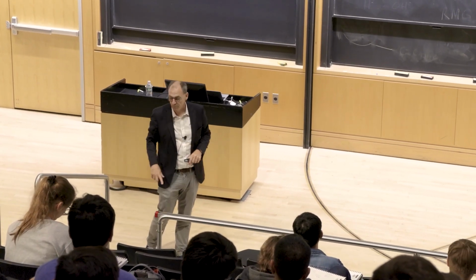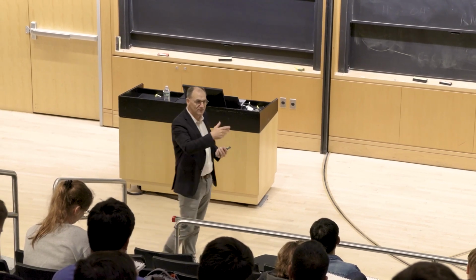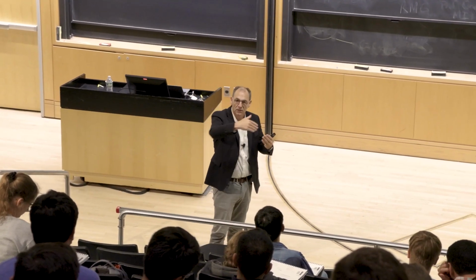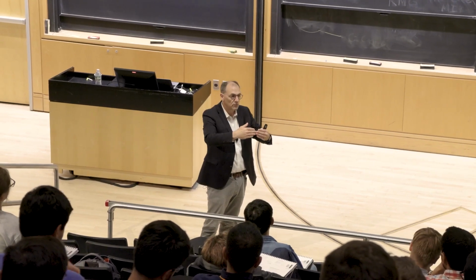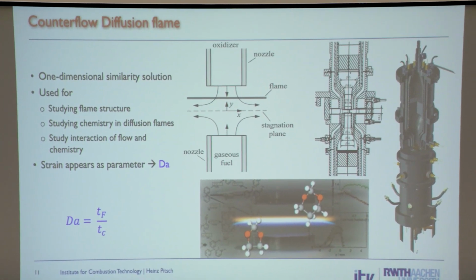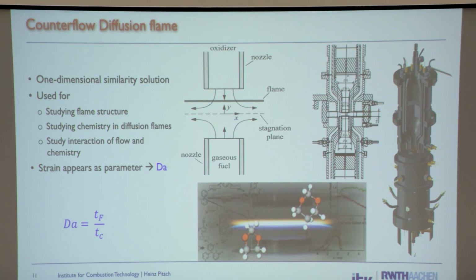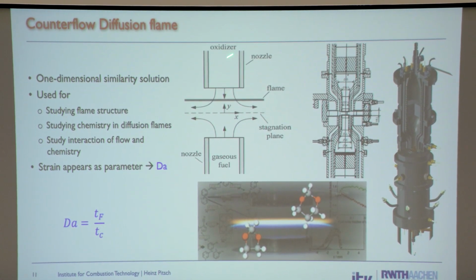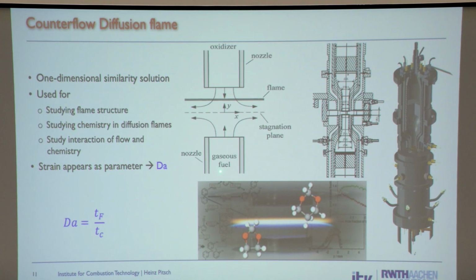We said that's 1D. Now for non-premixed flames, that doesn't work because you need two streams. You need the oxygen and you need the fuel stream. So the easiest experiment people have come up with is the so-called counterflow burner. The counterflow burner has an oxidizer nozzle on top and a fuel nozzle on the bottom, and then you blow fuel and you blow oxidizer, and you form a stagnation plane.